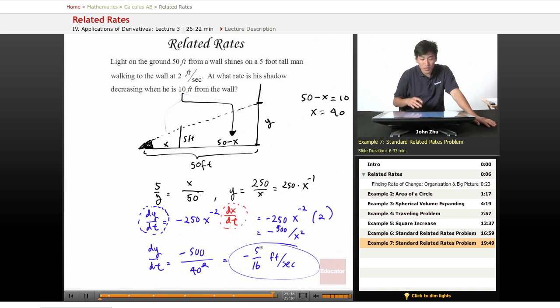So for this problem, we had to do a little bit of manipulation to get what we wanted. To review, we started with the relationship of the man's shadow cast on the wall. So we have a y term, we have an x term, and we're looking for the change with respect to time of those variables. And we're looking for the rate of his shadow, so that's dy dt. And we solve for all the other variables based on the information given. So once again, for related rates problems, we have to just be very, very organized and keep in mind the giant picture to get the answer that we are looking for.